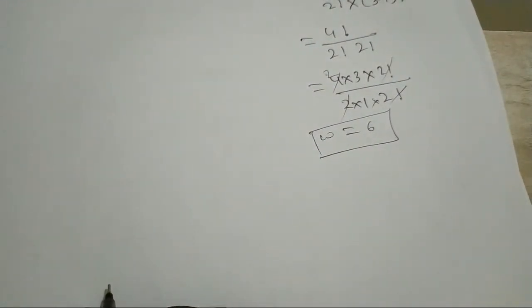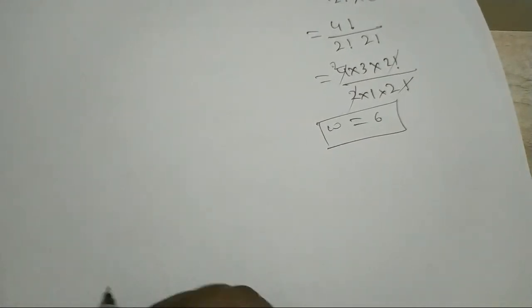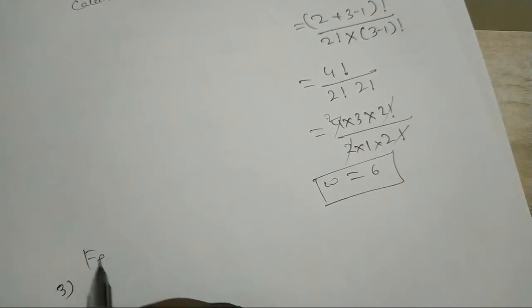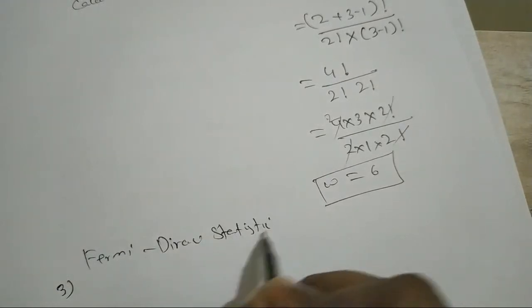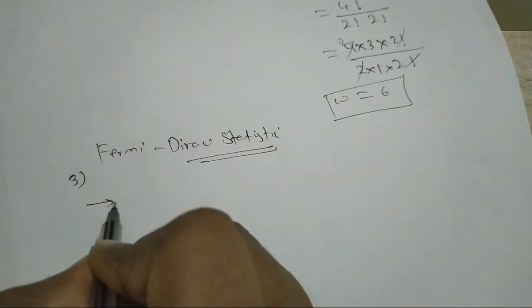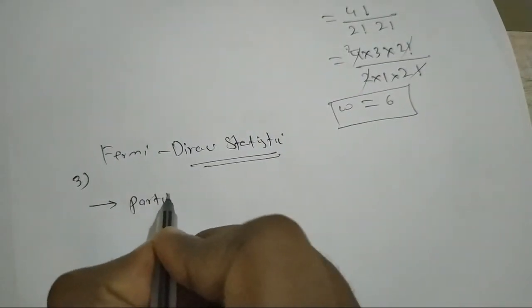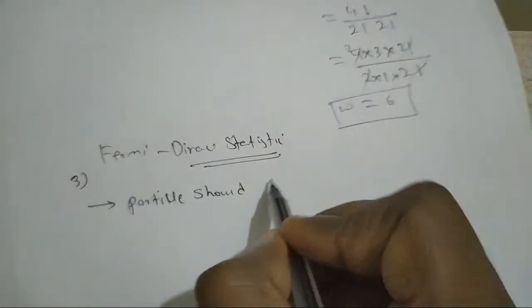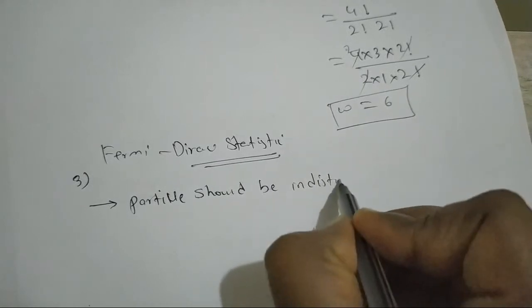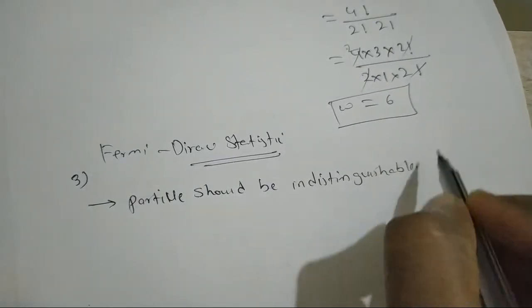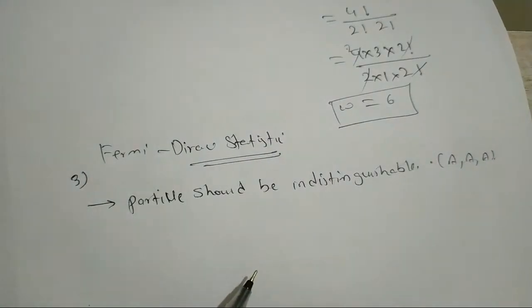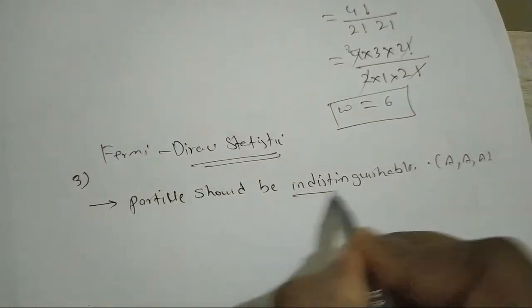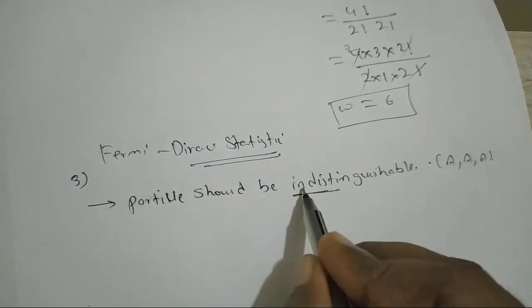Now we move to the next, third one, which is Fermi-Dirac statistics. The first point in this is that the particles should be indistinguishable. So in Bose-Einstein and Fermi-Dirac statistics, the particles should be indistinguishable. Remember this.